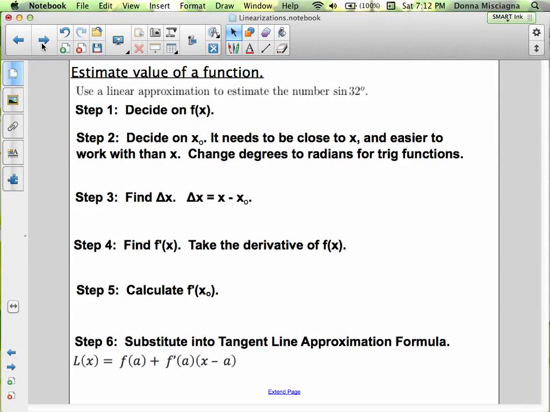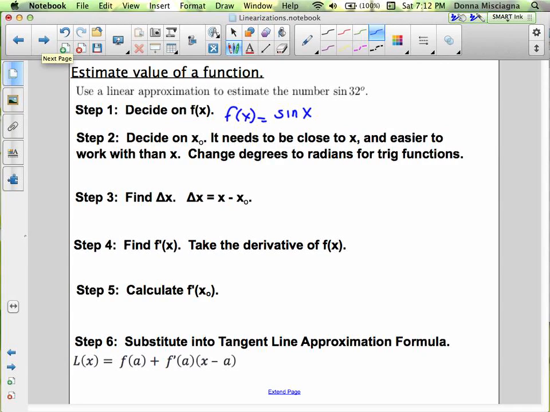All right, so we're going to use the linear approximation method to evaluate sine 32, a not so nice number. We better use a nice number to help us out. So decide on f of x. These are obviously pretty easy. F of x is sine x, just without the value in. Decide on x naught. It needs to be close to x and easier to work with than x. Change degrees to radians for trig functions.